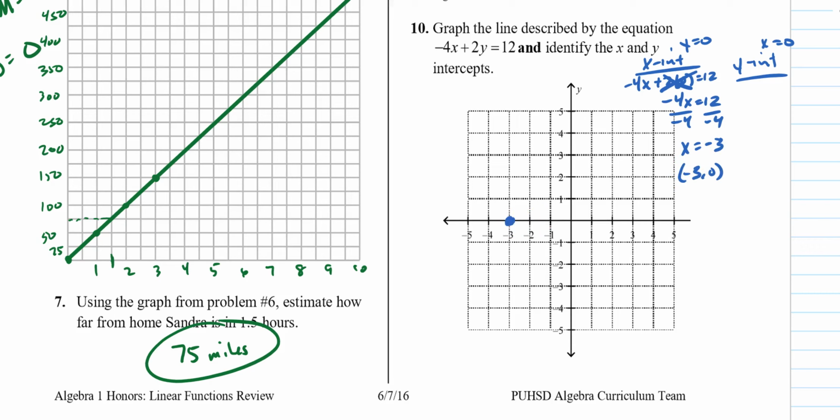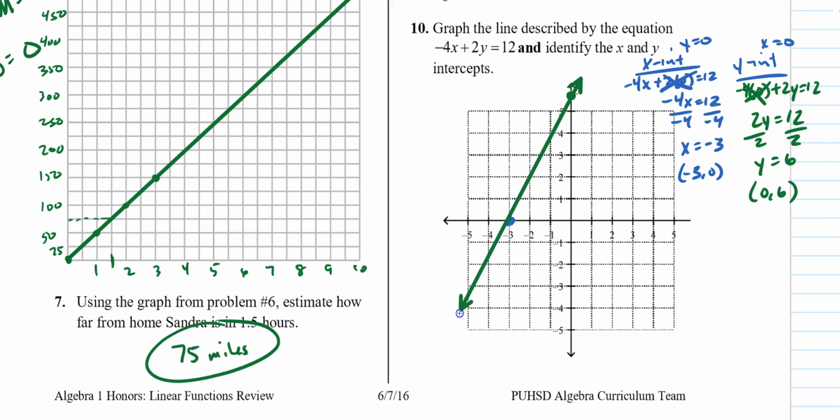And my y-intercept, same thing, but this time I'm going to plug in 0 for x. So negative 4 times 0 plus 2y equals 12. That's gone. 2y equals 12, divide everything by 2, y equals 6. So we get the point (0, 6), which is just off the graph here, which gives me the line like that.